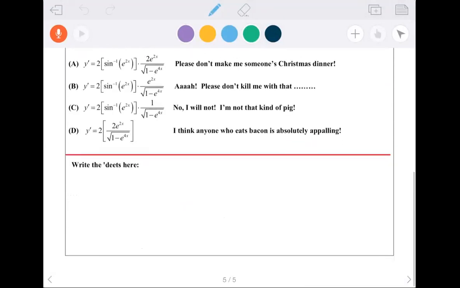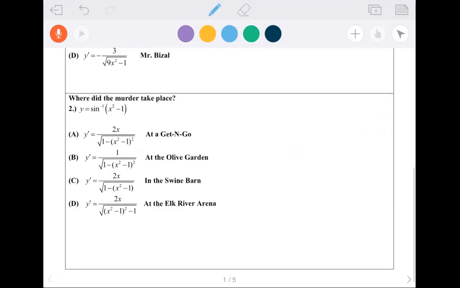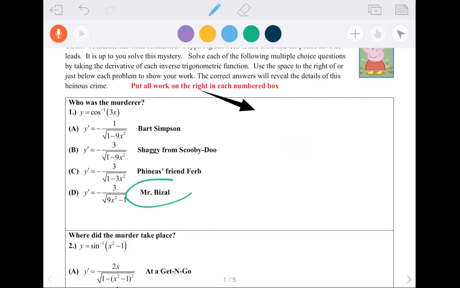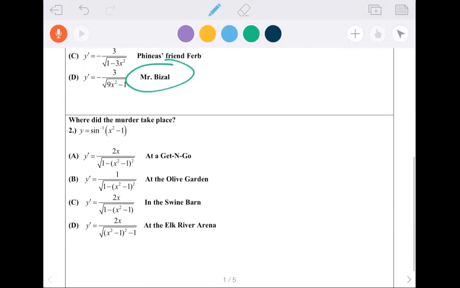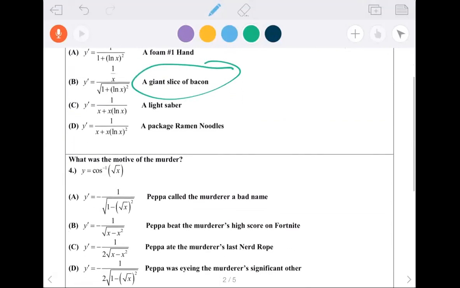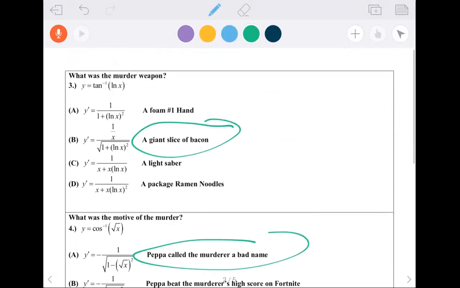At the very end of the worksheet, you're going to tell me, and you're going to write me a little story. You're going to say, the murderer was, let's say it was Mr. Bazal, and it took place in the swine barn. This isn't right. I have no clue. I haven't made the key yet. Mr. Bazal killed Peppa Pig with a giant slice of bacon because Peppa called the murderer a bad name. So you're going to make it into a story once you have the answers. These aren't right, by the way.